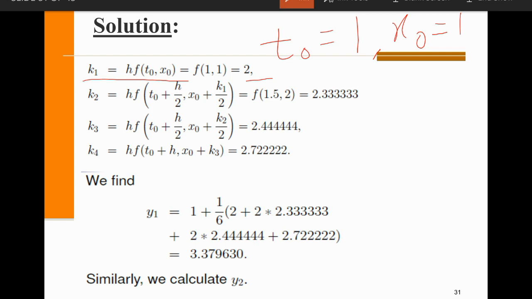Similarly, in the other formulas, K2, K3 and K4, you can substitute the values and get the values of K2, K3 and K4. After getting all these values, you will substitute them here to find the value of Y1. So working is very easy. You just have to remember the formula, right?